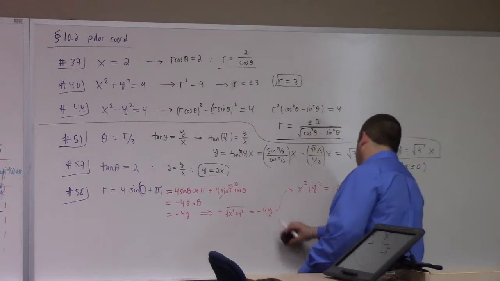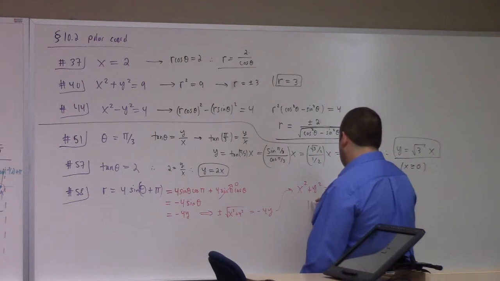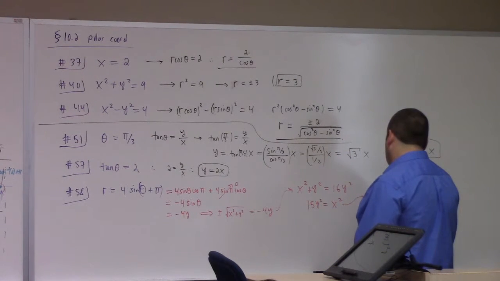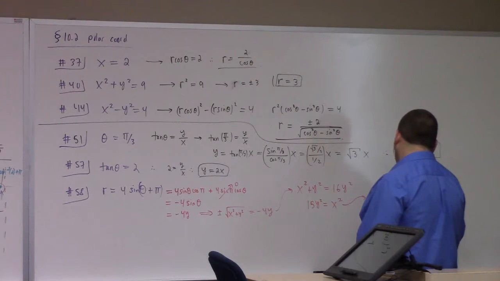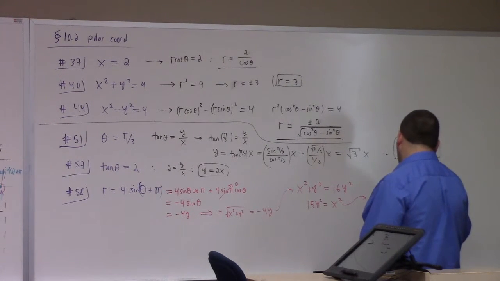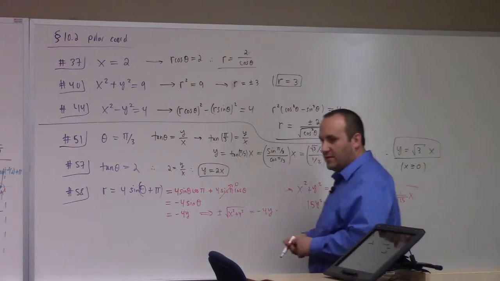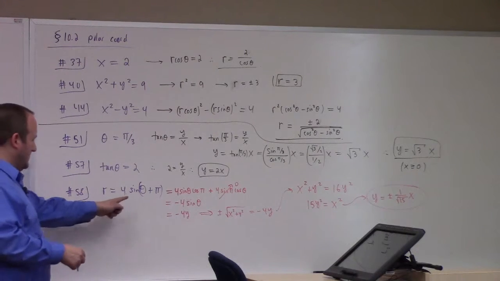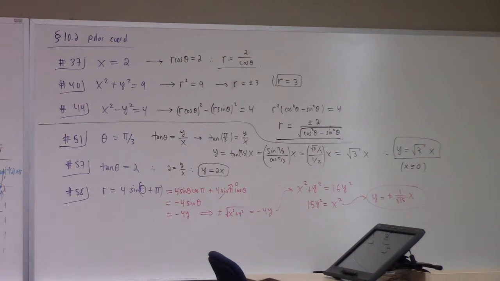More to the point, this gives me 15y squared is equal to x squared, which if I take the square root, I get y is equal to plus or minus 1 over the square root of 15 x. It's a pair of lines. That's a pair of lines. Weird, huh?